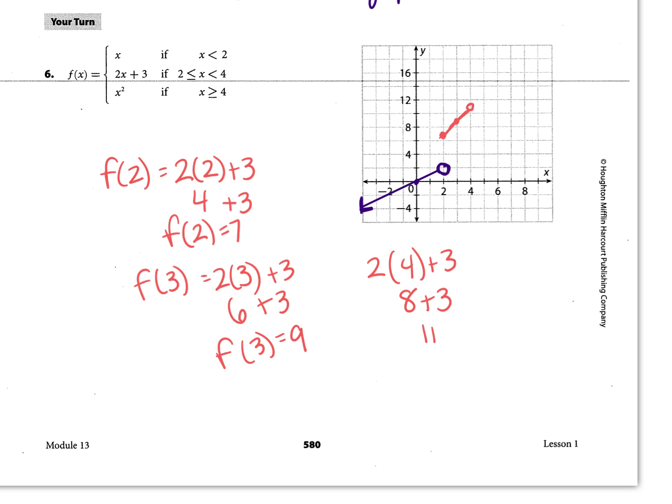Now for f of 4, we need to use this function, which is squared. So 4 squared is 16. So we're going to go over to 4 and up to 16 and put a solid dot. And then we're going to do numbers that are bigger than 4. For example, 5 could be plugged in there. 5 squared is 25, and that's off of our chart way up in here somewhere. And since it's an x squared and not just an x, it's actually going to be a curve. It's not a linear function, so this needs to have a bit of a curve to it.